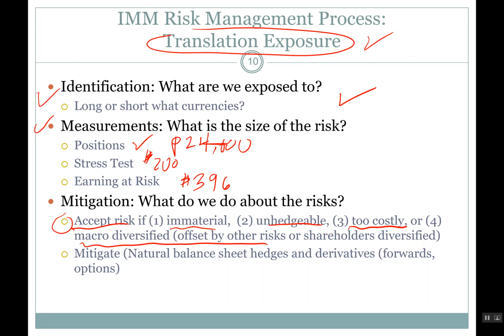But the question is, why don't you care? If you don't care because it's immaterial, that's okay. It doesn't have a big effect on our earnings. So that's easy. Or there's nothing you can do. Or the costs are so prohibitive, it doesn't make sense to do it. Or we have 100 different currencies. Some are up, some are down. This one isn't that particularly big, so we won't worry about it. So you could just say, I'm not going to do anything. I'll just accept the risk. That's the risk of doing business.